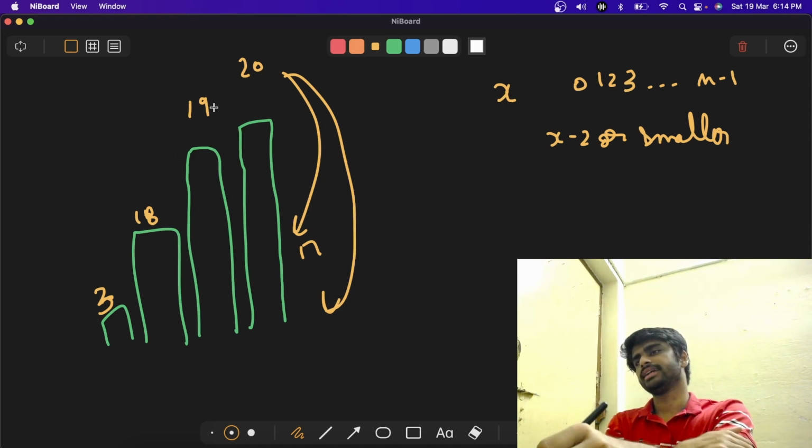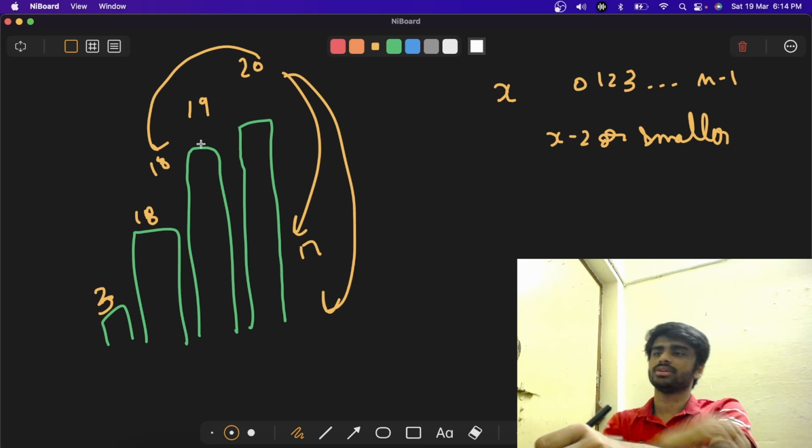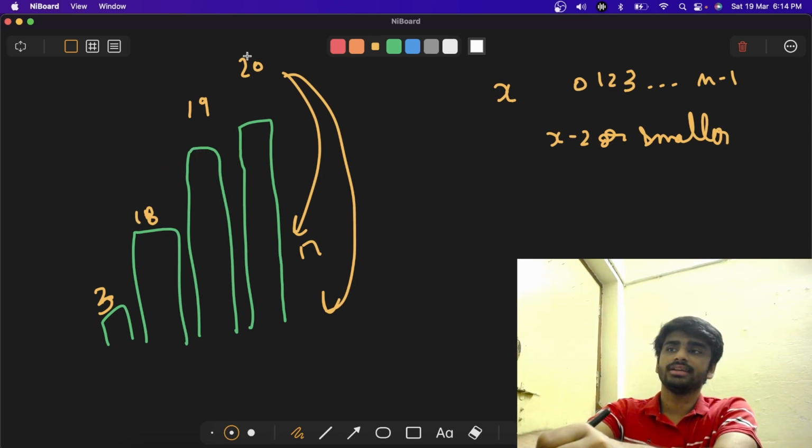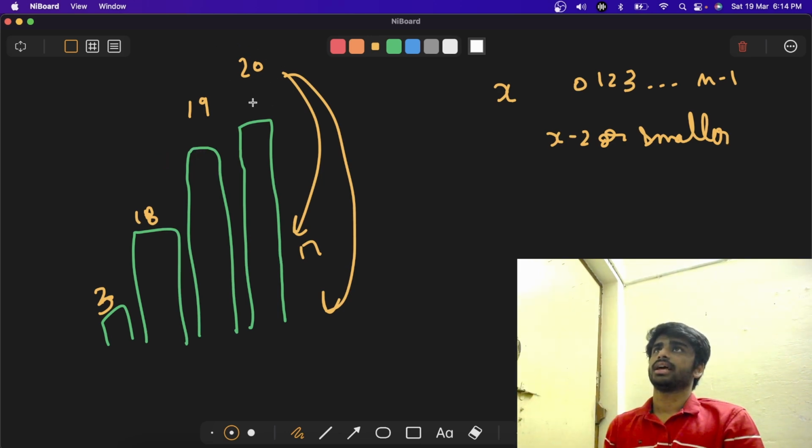It's like if 18 is not present, then this 20 definitely has to be 18. No other choice. But if 18 is already there, then there's some choice. And that's the case that we have to handle.